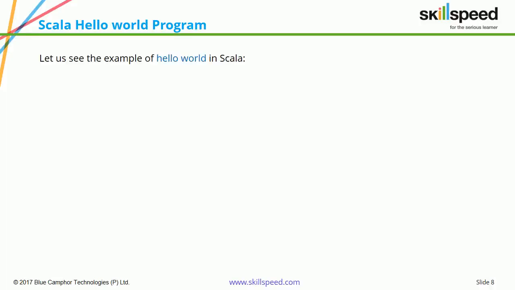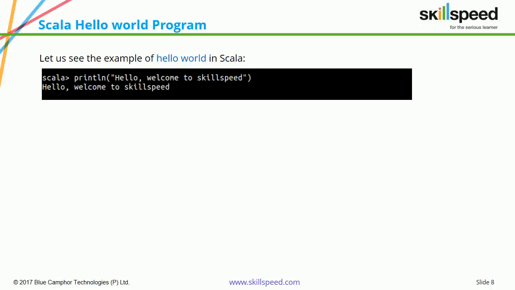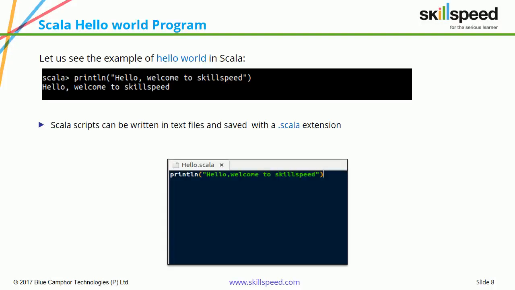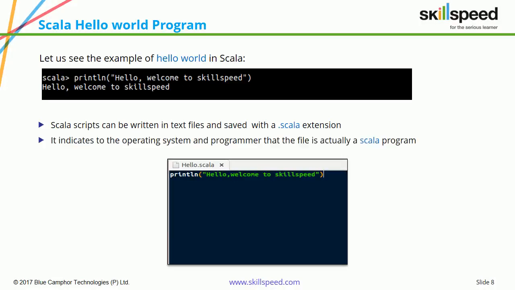Now in order to get started with Scala, let's try our Hello World program. So open the Scala prompt by typing scala and then just type println in brackets in double quotes, "hello, welcome to SkillSpeed". If you press return or enter, you can see that the same string will be displayed there. And Scala scripts can also be written using any text editor. So you can open up any text editor and type the same command, println hello welcome to SkillSpeed, and save it as a text file with a .scala extension. Now this will act as a Scala script.